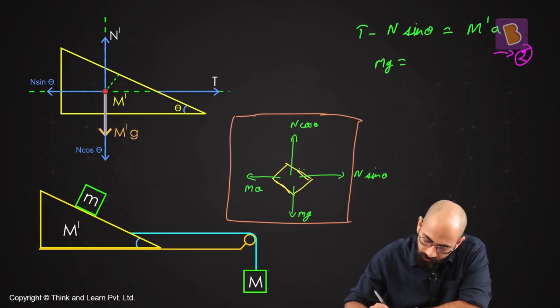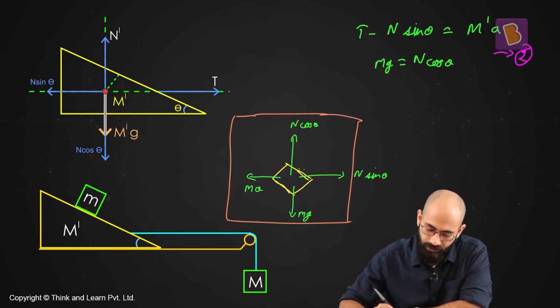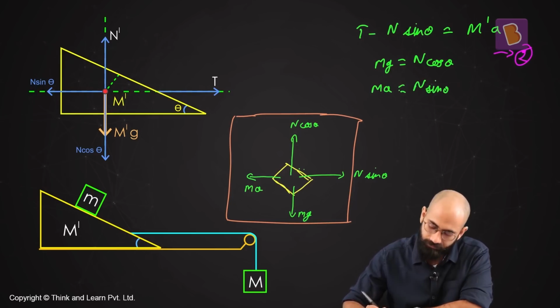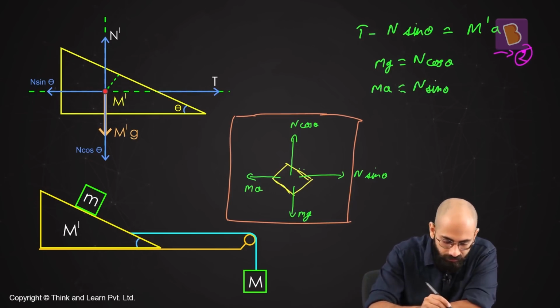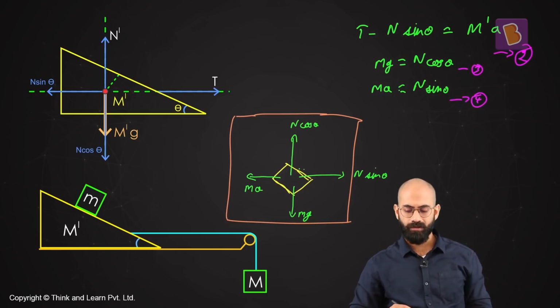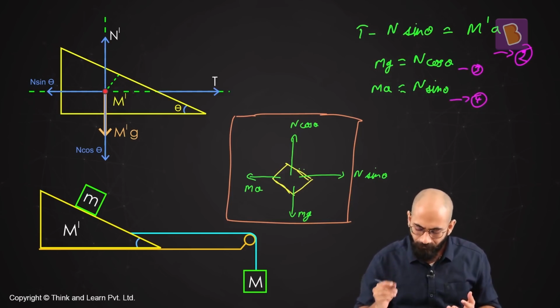mg should be equal to N cos theta, right? And ma should be equal to N sin theta. Let's call these 3 and 4. Right? So basically we now have 4 equations.